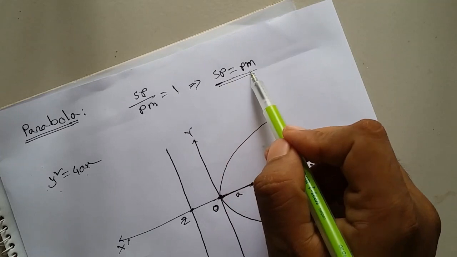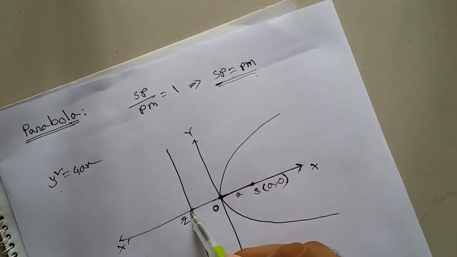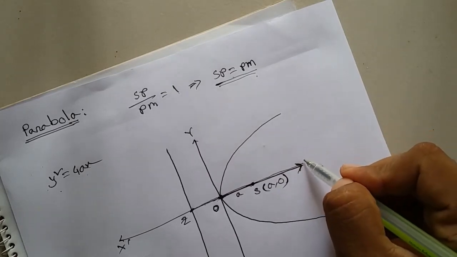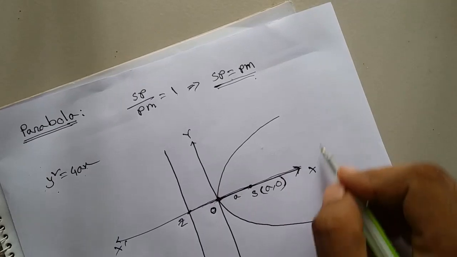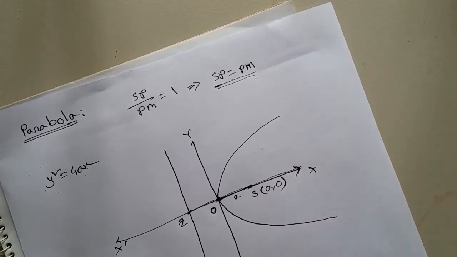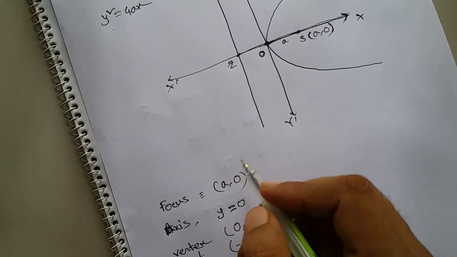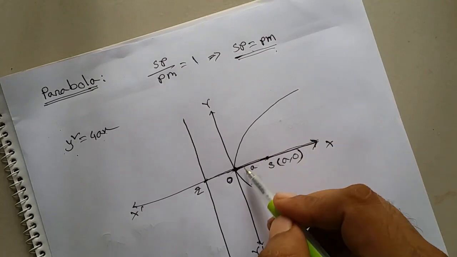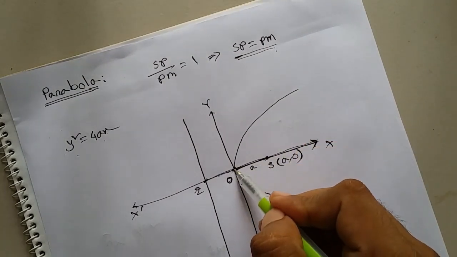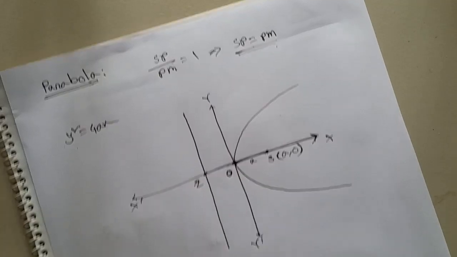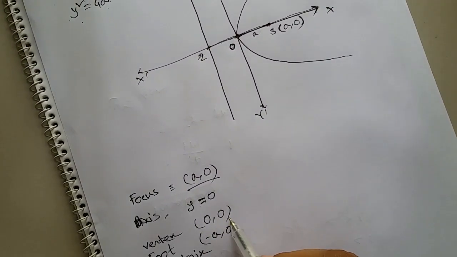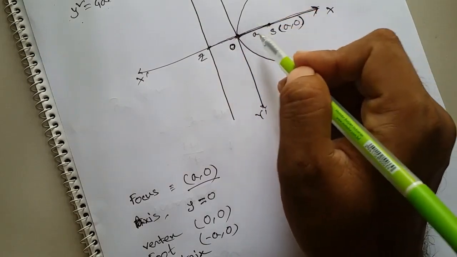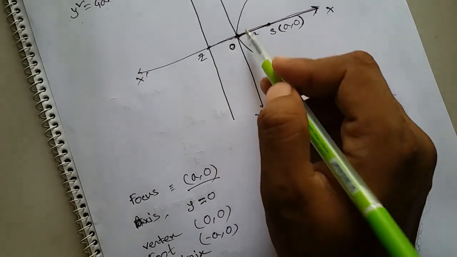And in case of parabola, here the axis is the x-axis, and we know the equation of x-axis is y equal to 0. That means axis is y equal to 0. Focus is (a, 0) and axis is y equal to 0. And the intersecting point of the conic and axis is this point, and this is origin. So vertex is (0, 0). We know the intersecting point of axis and the conic is called vertex. So vertex is (0, 0).